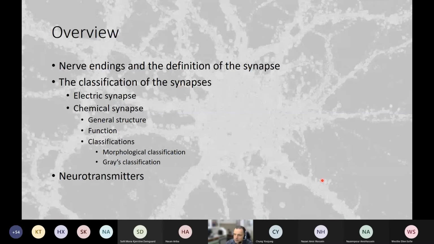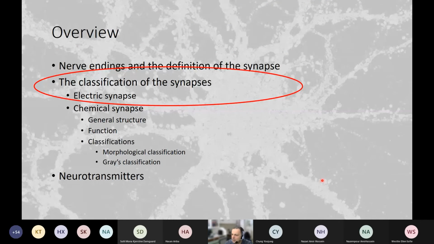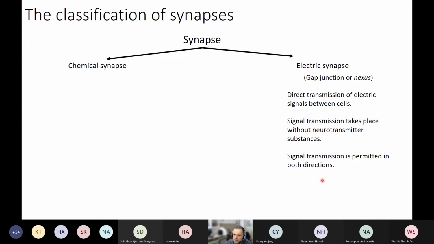So now you know what a synapse is. And now let's talk about the synapses. First, I would like to classify them, so that you understand what types synapses have. First of all, we have the synapse, and that we can divide into the chemical synapse group, and we can also define an electric synapse group.